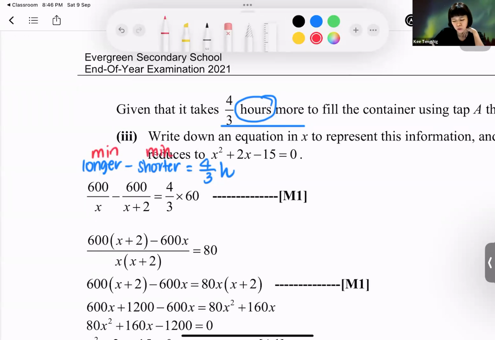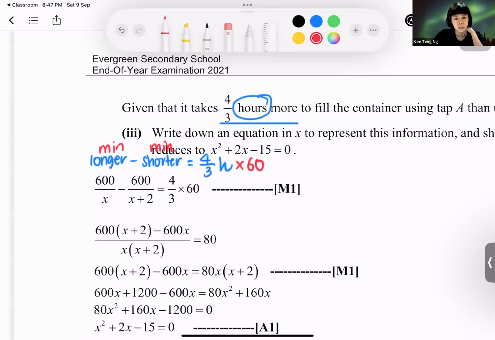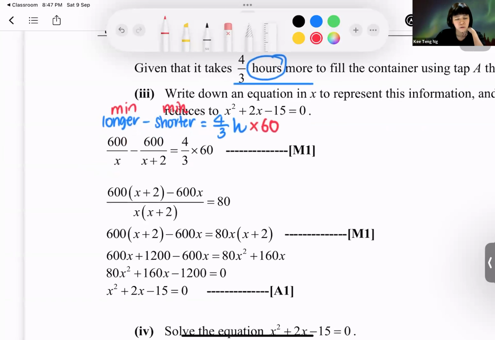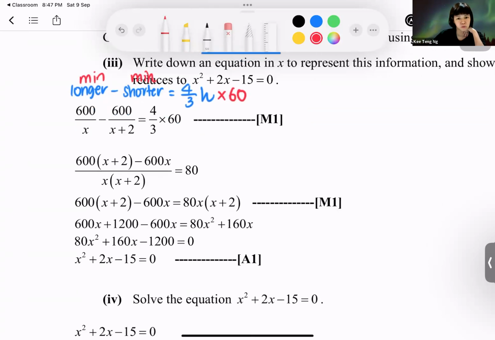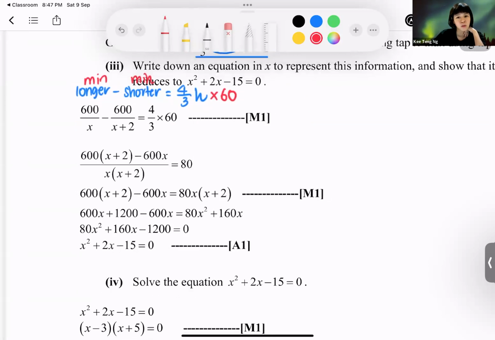So here I need to change this to minutes. That's why you notice the teacher over here, he took 4 over 3 times 60 into minutes. Right, so take the longer minus the shorter one. Do not assume that the diameter x plus 2 is larger, so it'll be a bigger number. Not necessary, okay? Not true. That's not true.